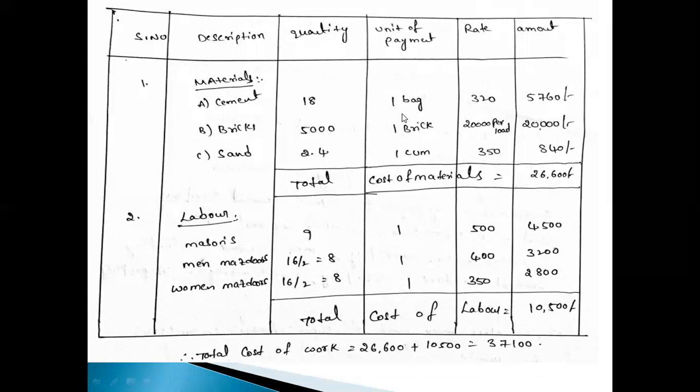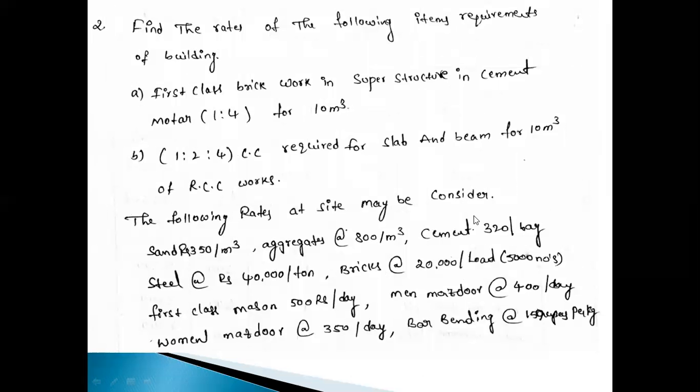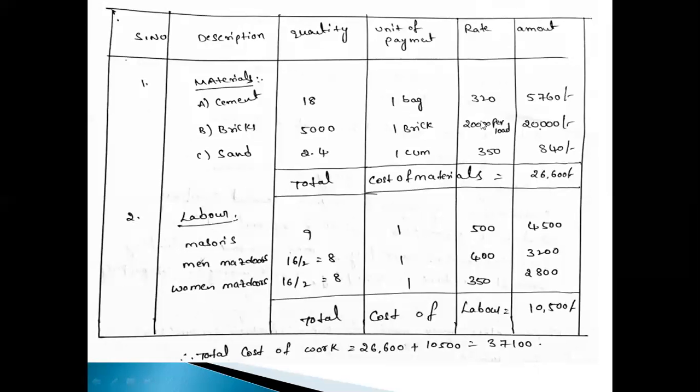So unit of payment, 1 bag. Here, given the cost of a cement bag is 320 rupees. So multiply 320 into 18, equal to 5,760 rupees. Next one, brick requirement.